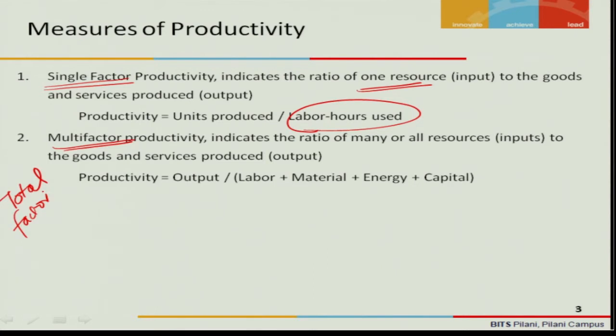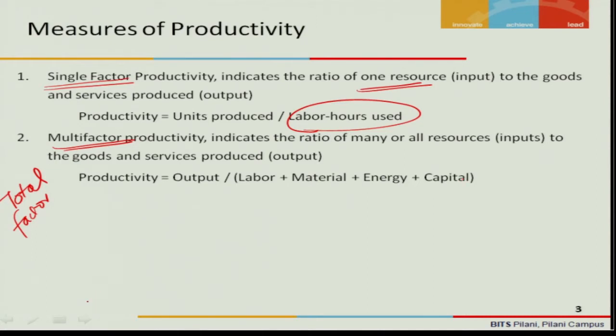A multi-factor productivity takes into consideration more than one input. It can be labor plus material, labor plus energy, or any combination, but it takes more than one input. It can take all the inputs as well. So the productivity formula for multi-factor productivity will be output divided by the sum of all the inputs, or more than one input, as the case may be.